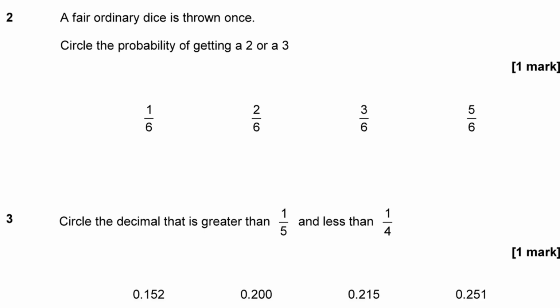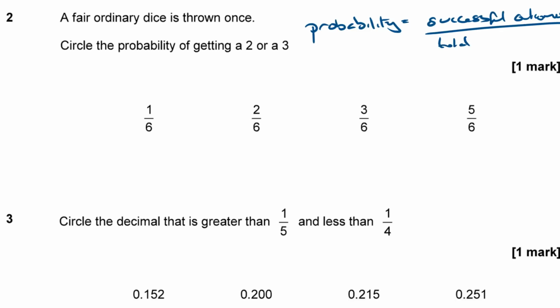Question 2. A fair ordinary dice is thrown once. Circle the probability of getting a 2 or a 3. Now you should recall that probability is given by successful outcomes divided by total outcomes. So to work out probability, you need to know what those two values are.